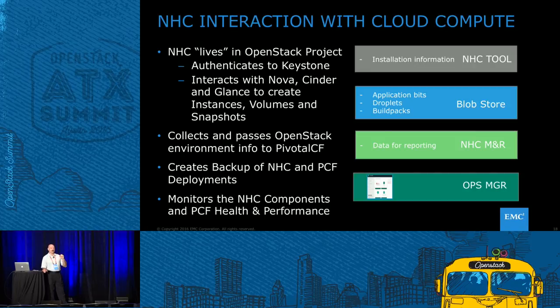So we back up the native hybrid cloud components, such as a Swift cluster, the installation VM, a monitoring and reporting VM, as well as some of the installation settings from Cloud Foundry itself by exporting them into the manifest file that's stored locally.